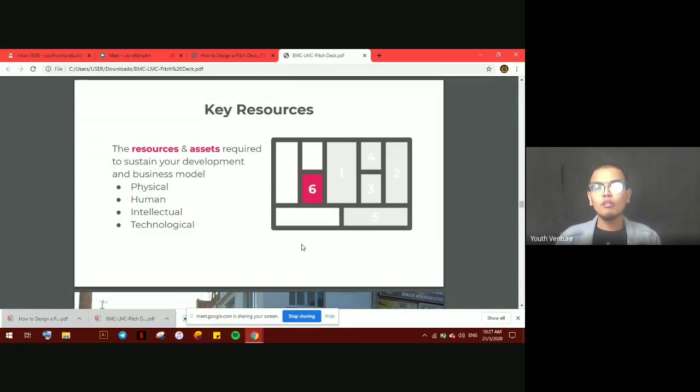Next one is intellectual property, maybe the design, your brand, your patent, your technology. And finally, of course, is the technology. What makes you unique? Maybe it's your software. So those are the key resources.